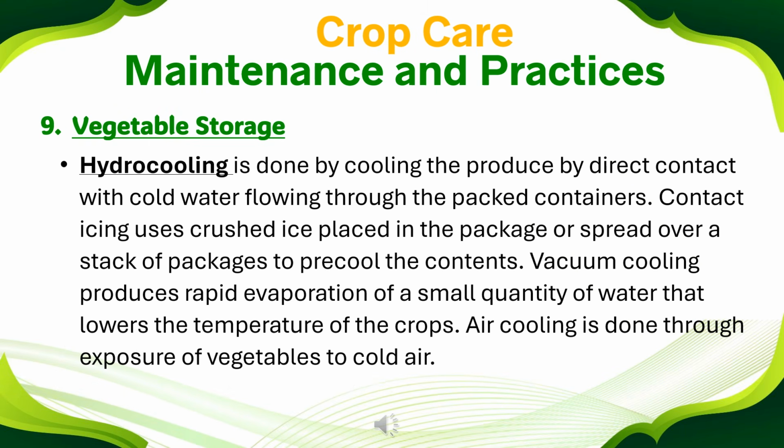Hydrocooling is done by cooling the produce by direct contact with cold water flowing through the packed containers. Contact icing uses crushed ice placed in the package or spread over a stack of packages to pre-cool the contents. Vacuum cooling produces rapid evaporation of a small quantity of water that lowers the temperature of the crops. Air cooling is done through exposure of vegetables to cold air.